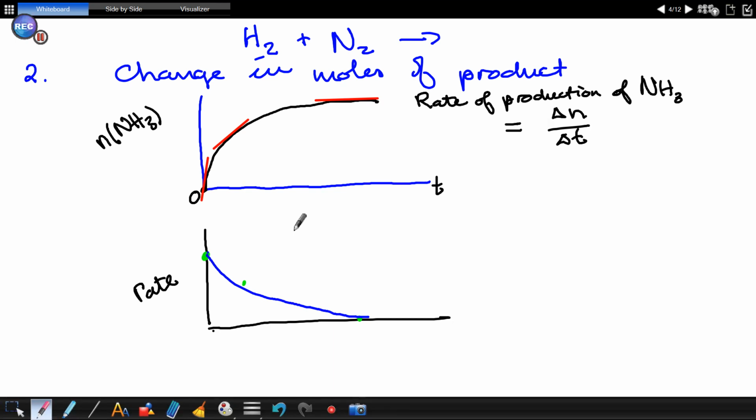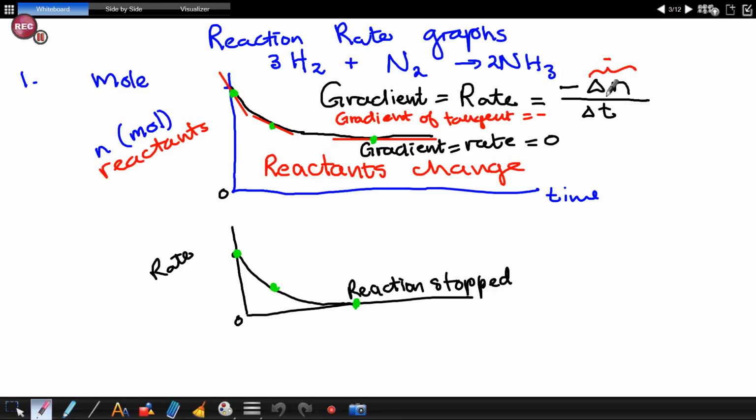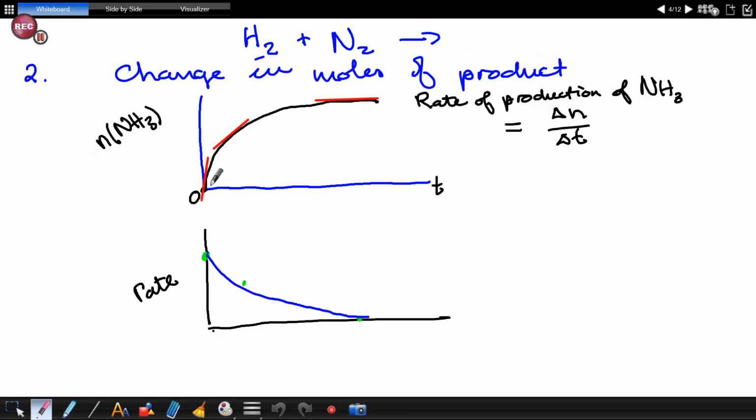So the previous slide, the rate was also going like that, right? Because the gradient of the graph slows down, it gets smaller and smaller until it becomes naught. Yes, whether you look at the moles of the reactants, which will be decreasing, or whether you look at the moles of the product increasing, the reaction slows down.